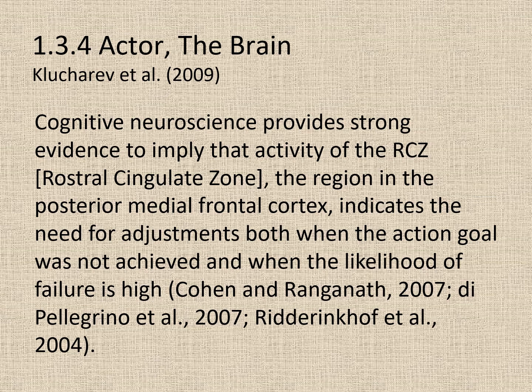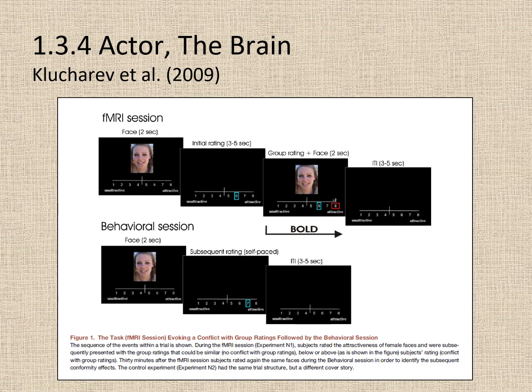So let's have a look at this. We have subjects. We put them in the fMRI. And while they're in this scan, they look at slides. They look at female faces. And for every face, they're going to give an answer here. How attractive is this face, on a scale from 1 to 8? So they give their answer. In this example, they have a look at this face and they give the answer 6.